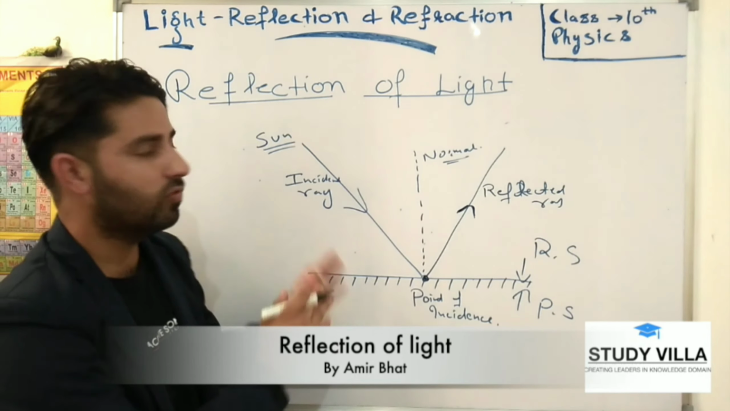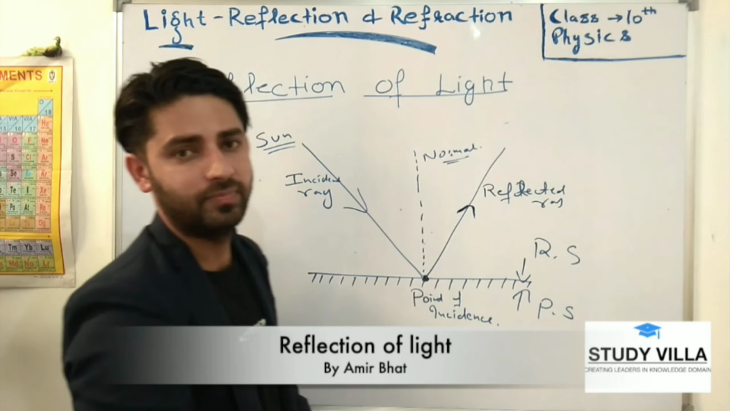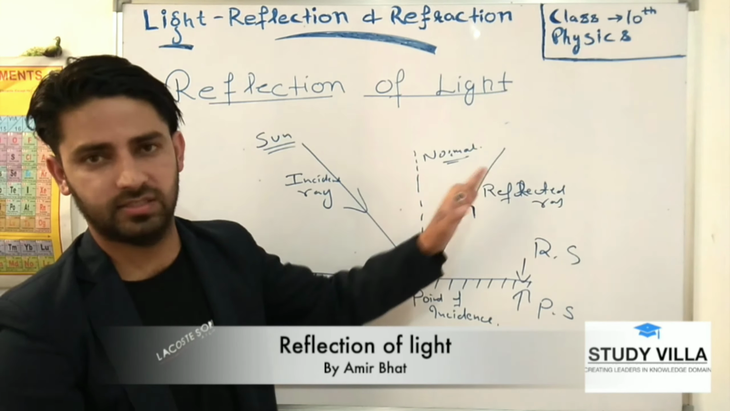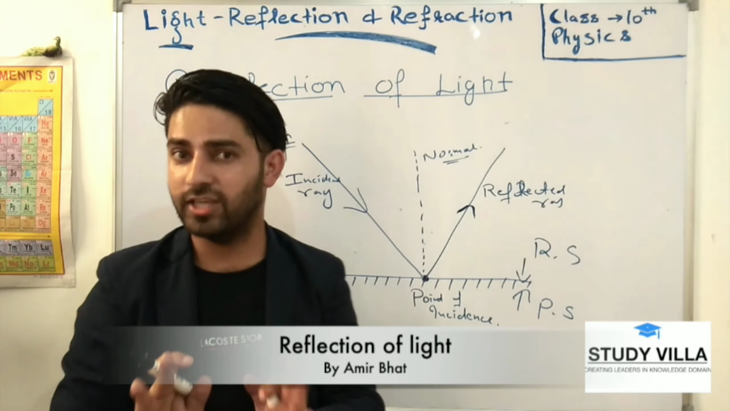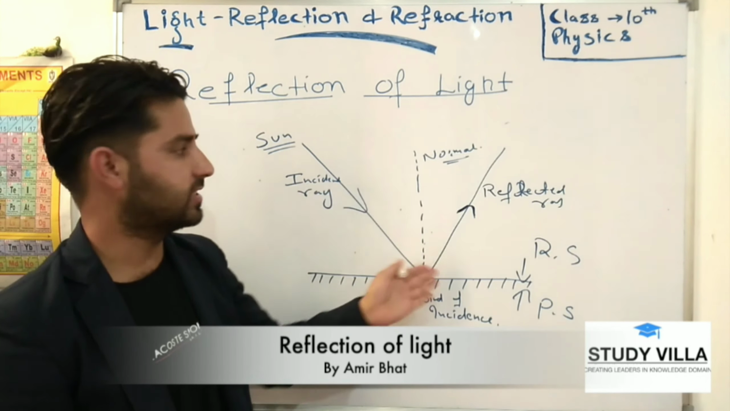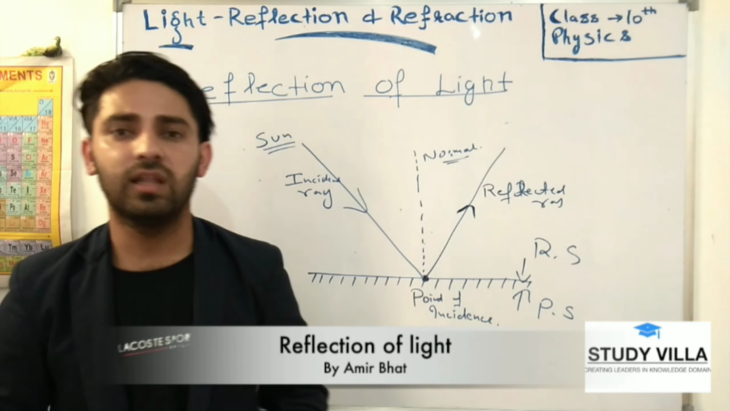I hope you are getting my words. What do you mean by reflection of light? Reflection of light means वो लाइट रिफ्लेक्ट होकर वापस जा रही है. Reflection of light means when a ray of light falls on an object, the light which reflects back, and the whole process is known as reflection of light. The bouncing back of light when a ray of light falls on an object, or we can say on a mirror, is known as reflection of light. Now we discuss the laws of reflection.